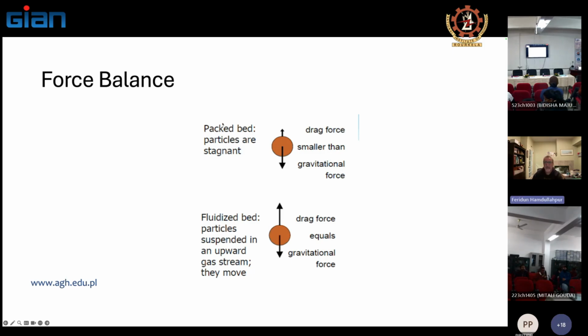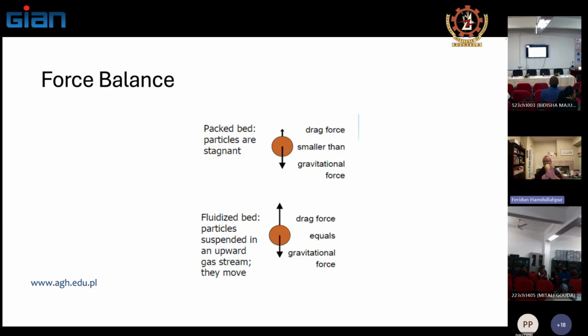When you have a packed bed, that means it is not fluidized. This is your particles. The drag force is smaller than the gravitational force. So gravity is still pulling it down and holding it down. You can see me okay too. Here is our particle. This is a tennis ball I'm holding. If I let it go, the gravity force will make it fall. In a packed bed, it is standing like this.